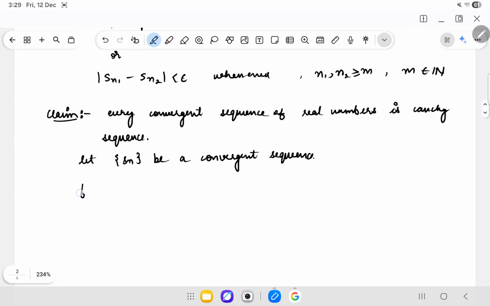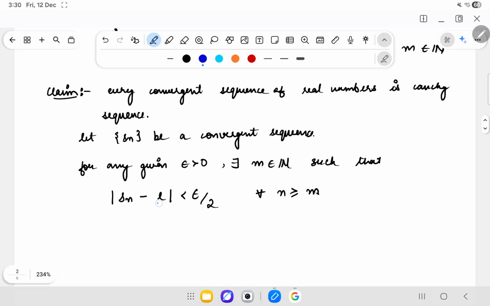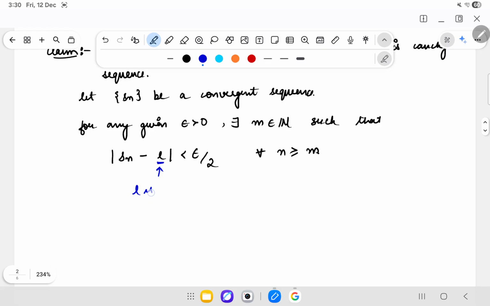So if Sn is convergent, then for any given epsilon greater than 0, there must exist m belonging to natural numbers such that the absolute value of Sn minus L is less than epsilon by 2 for all n greater than or equal to m. And here L is the limit to which Sn is converging.